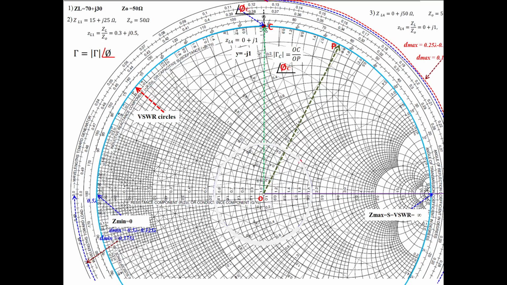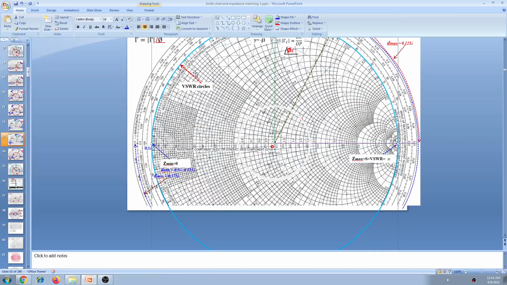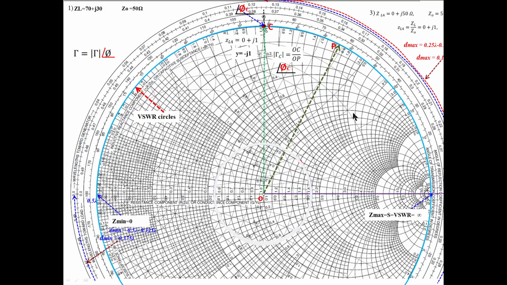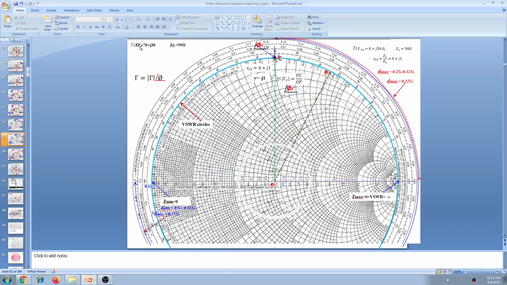Yes, ma'am. Okay, so one more load. One more load we took. That is a point here. This is a 3. Okay, this example we had taken. Okay, for this load, that is okay.